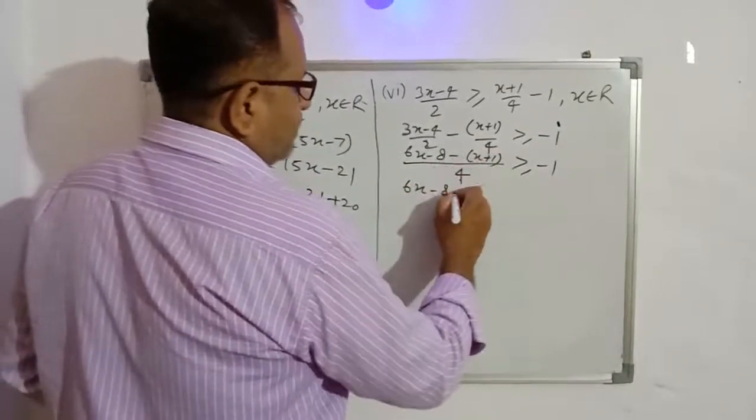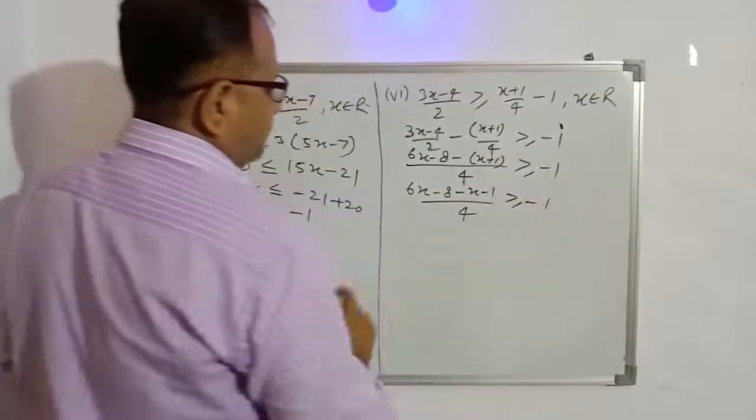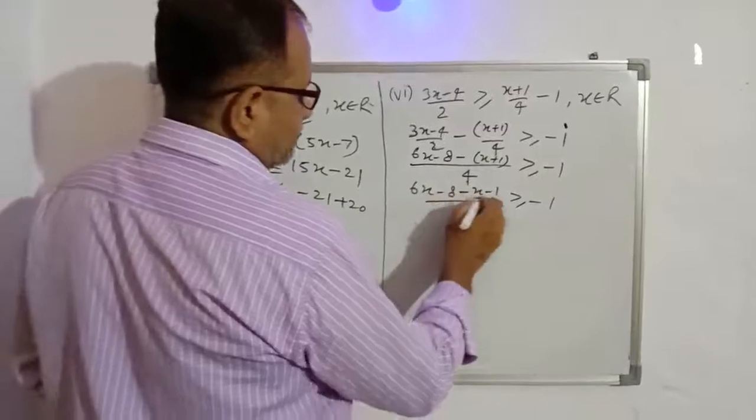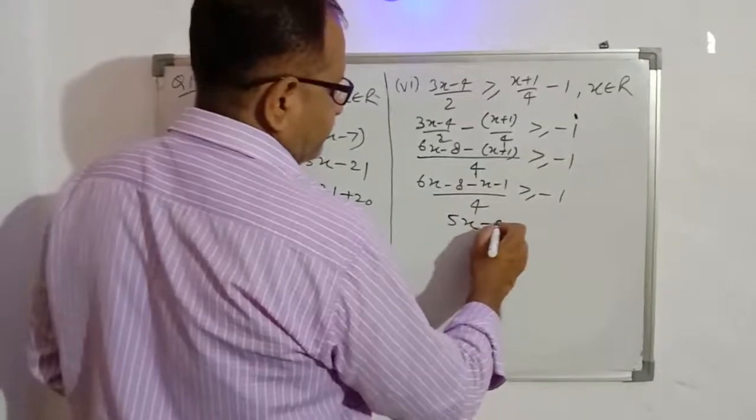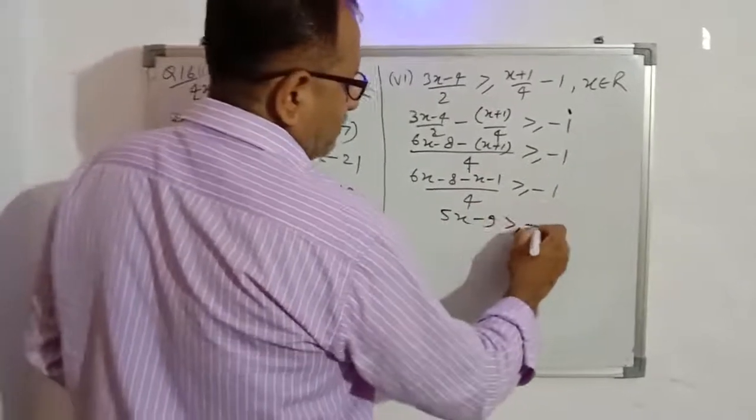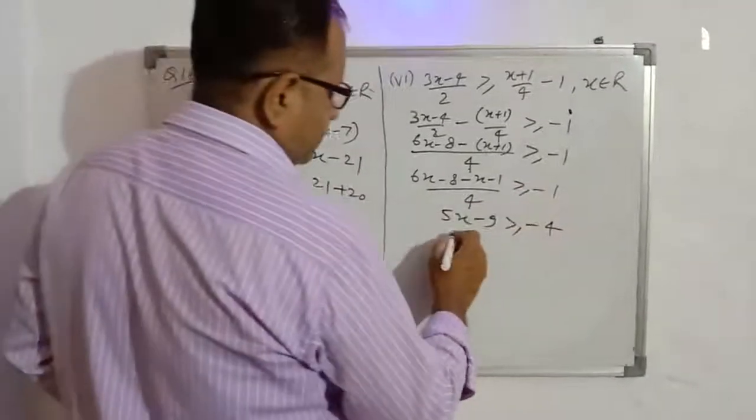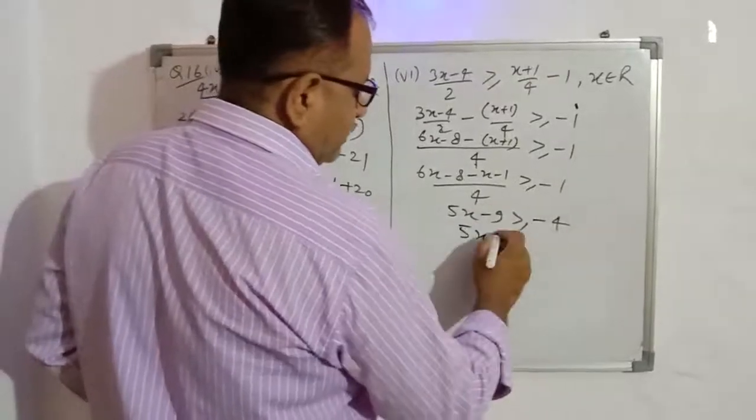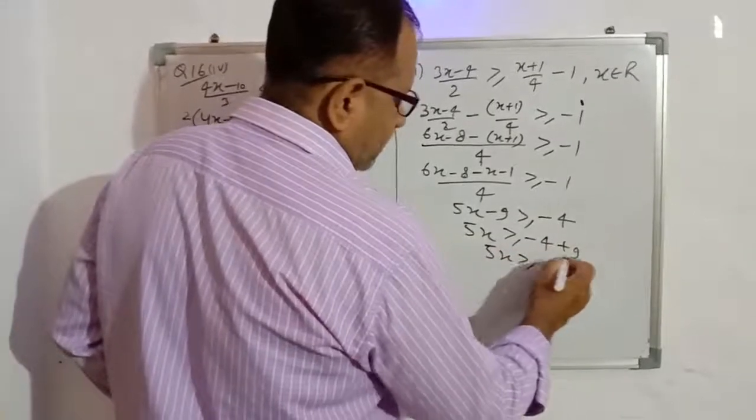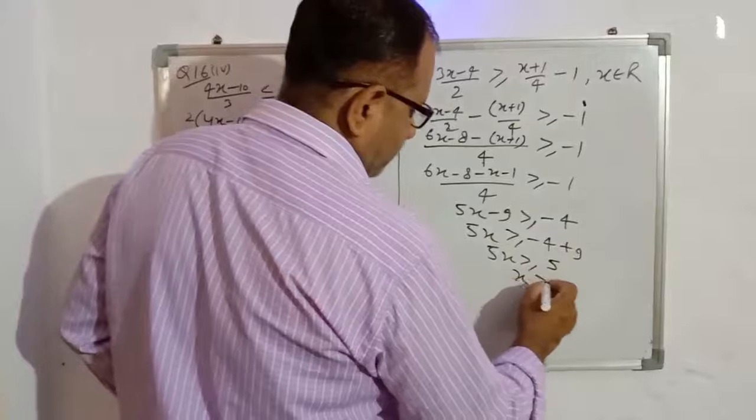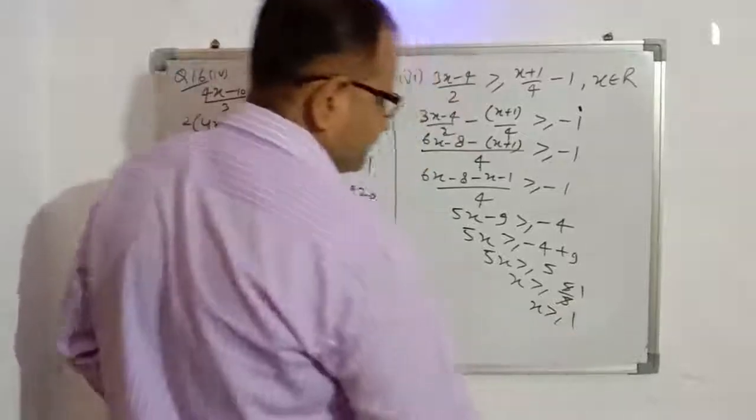6x minus 8. Open the bracket: minus x minus 1 upon 4 greater or equal to minus 1. 6x minus x, 5x. Minus 8 minus 1, minus 9. Cross multiply by 4, it will be minus 4, 4 into minus 1. 5x, transpose minus 9: minus 4 plus 9. So 5x greater or equal to 9 minus 4, 5. What will be x? x greater or equal to 5 by 5, one time. So x greater or equal to 1.